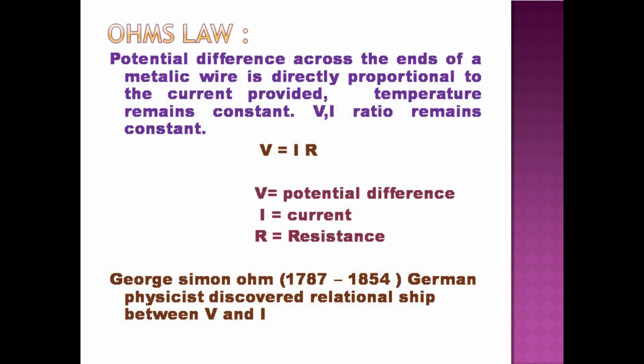Ohm's law: potential difference across the ends of a metallic wire is directly proportional to the current provided the temperature remains constant. V and I ratio remains constant. Mathematical form of Ohm's law is V = I × R. V is the potential difference, I is the current, and R is the resistance. George Simon Ohm is one of the German physicists who discovered Ohm's law, and he gave the relationship between V and I.